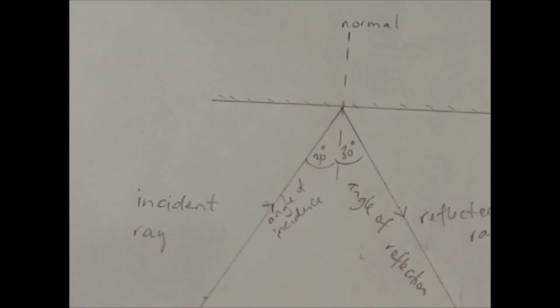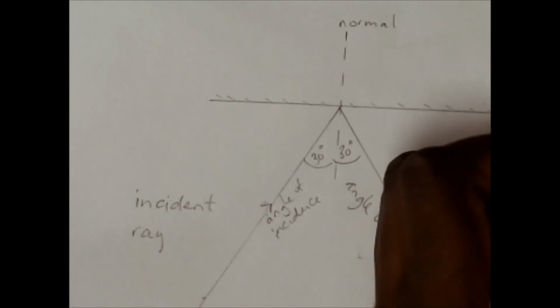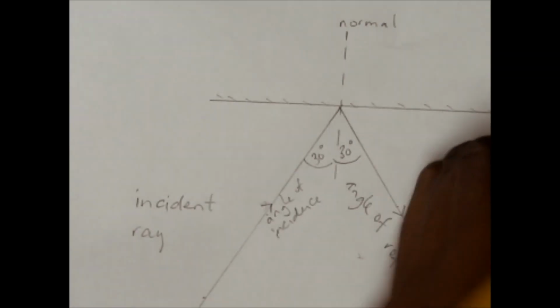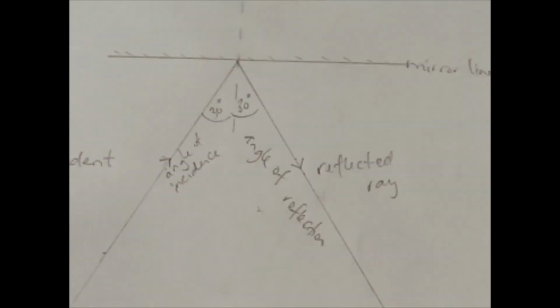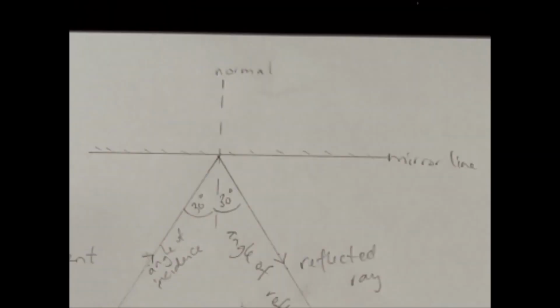When you're doing a drawing, you must use a ruler. You must label your incident ray, and the arrow is going into the mirror. You must label your reflected ray, the arrow is coming out of the mirror. You must draw your normal, which is at 90 degrees to your mirror line. So you have your mirror line, and your normal must be at 90 degrees to your mirror line. Your normal must be a dotted line because it's an imaginary line. Your angle of incidence and your angle of reflection must be equal.